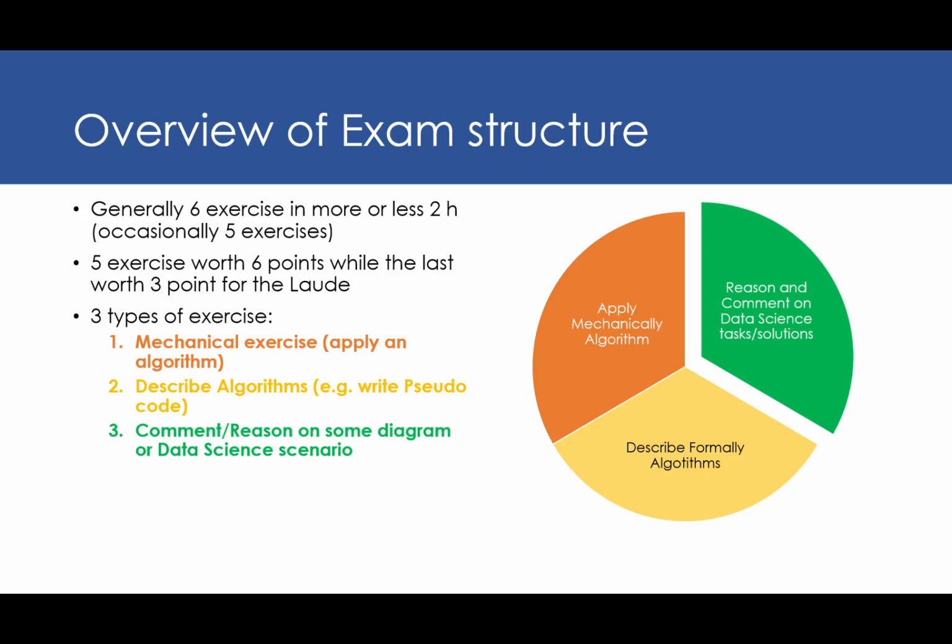Let's move on. The overview of the exam structure: I grouped the types of exercise into 3 groups. One is made of mechanical exercises, the second one is about describing algorithms, and the third one involves reasoning on data science topics in general and commenting. You should already know that each exam is composed of about 6 exercises, most of them worth 6 points, while the last one is only 3.